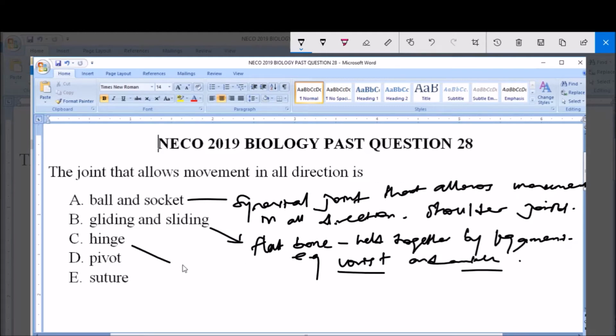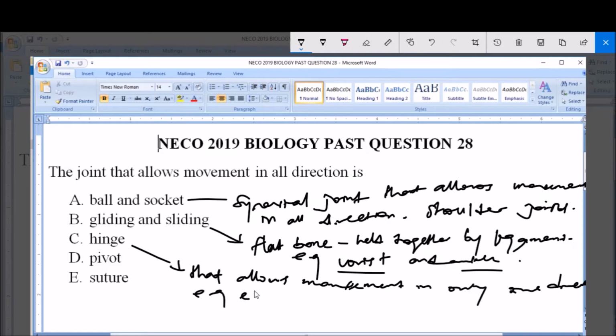Now C is hinge joint. Hinge joint is also a synovial joint that allows movement in only one plane, that is in only one direction. And that is flexion and extension. An example of this hinge joint is the elbow and knee joint. The elbow and knee joint is a typical example of the hinge joints.